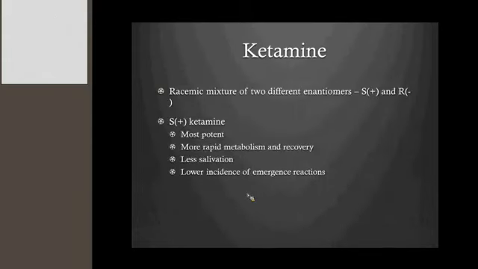So ketamine actually involves a racemic mixture. You guys remember back to organic chemistry and they talked to you about enantiomers, optical isomers. There's an S and an R. And the S-ketamine is the most potent. It's more rapid for metabolism and recovery. You get less of the bad side effects like salivation. And with ketamine, you can get an emergence reaction that if you're only using the S enantiomer, you're not going to get. But here in veterinary medicine, we never make it easy for you.